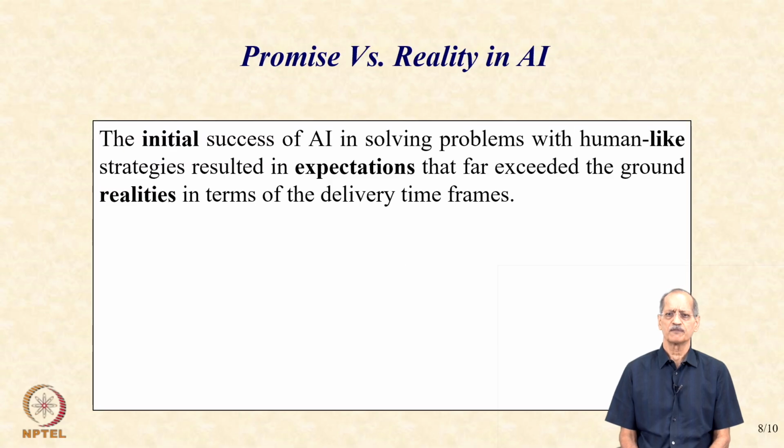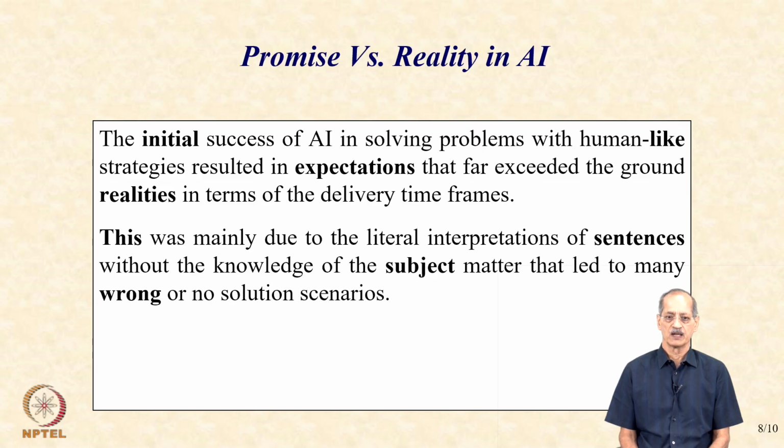And there was a lot of hope and optimism in this initial phase of about 2 decades. And AI also had a success in solving problems with human like strategies. And so people started expecting probably too many things, and they far exceeded the ground realities in terms of the delivery time frames.